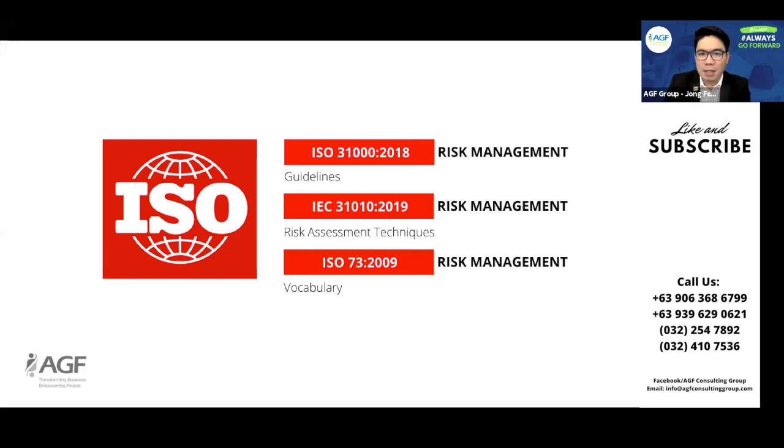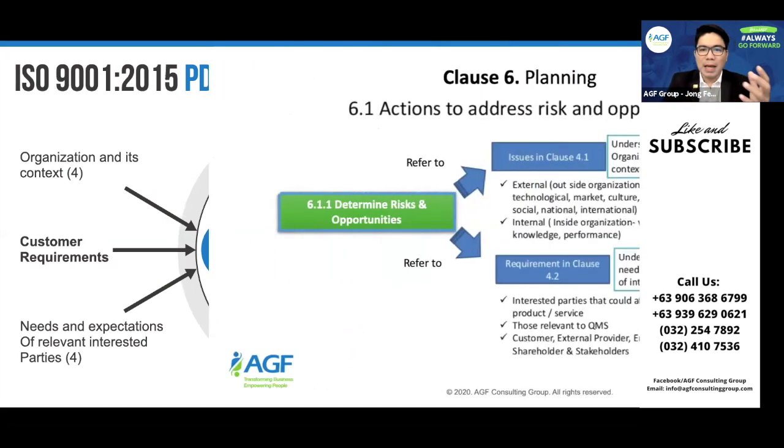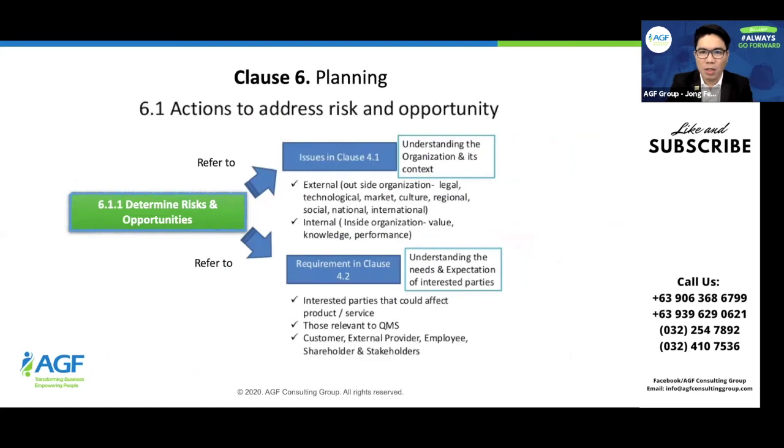And as already mentioned, your risk assessment is actually found in Clause 6, which is planning. So this is again your PDCA cycle diagram in your ISO 9001:2015. We just wanted to make sure that the integration part is clear here. So you integrate your risk management in Clause 6, which is planning. And diving deeper into planning, you have seen this last week. This is Clause 6, planning.